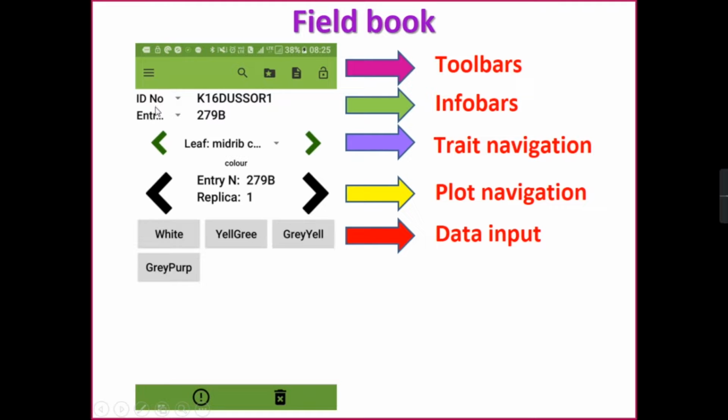The next important component in the Fieldbook is the observations, the traits that we need to record, and they will be displayed here. Along with the entries we get other important information like replication or treatment. Here we can navigate between entries by tapping on the black arrow mark.